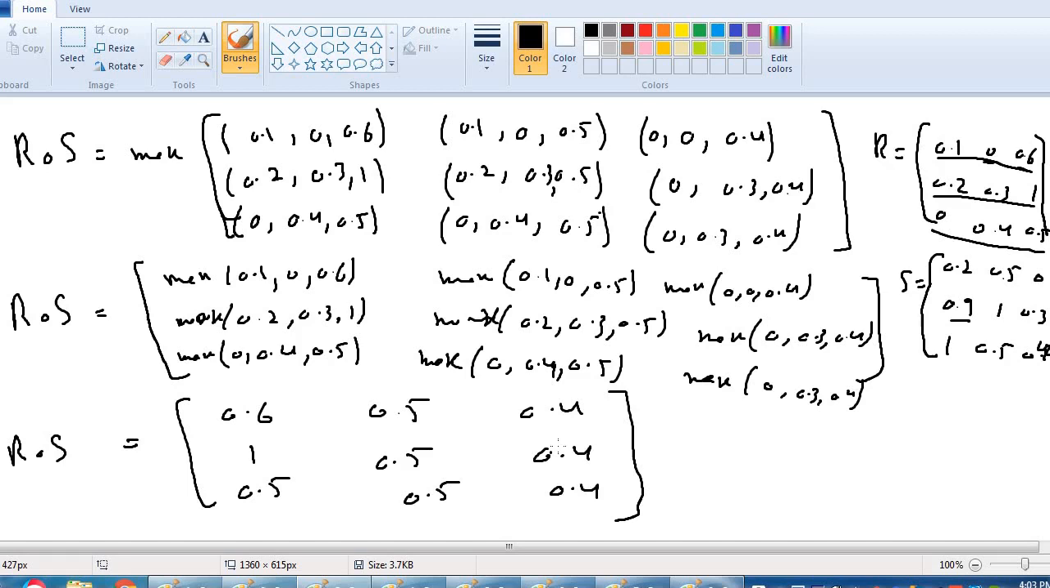So we get the answer 0.6, 0.5, 0.4, 1, 0.5, 0.4, 0.5, 0.5, 0.4. So this is R circle S. This is basically a relation on U cross W. So these numbers are of U cross W. That means here we have numbers of U.